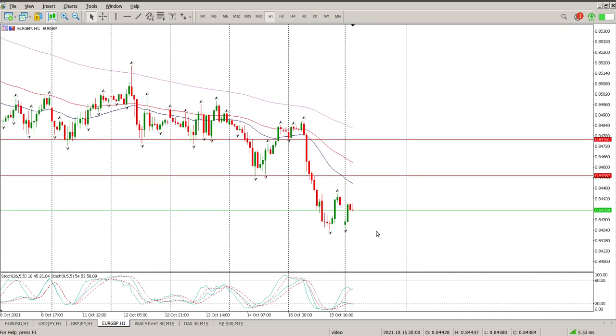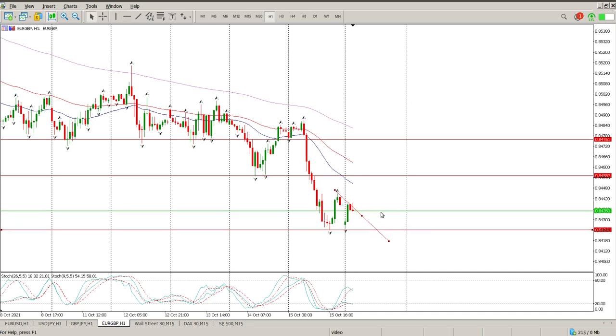Potentially a double bottom forming, but look at the oscillators. Oscillators are indicating this is a potential trend to the downside. So maybe just keep that trend line in play and pay attention to the lows of last week. So ideally I'd like to see us up here. So 0.84552, get back there, reject that area. That would give me the opportunity to be short.